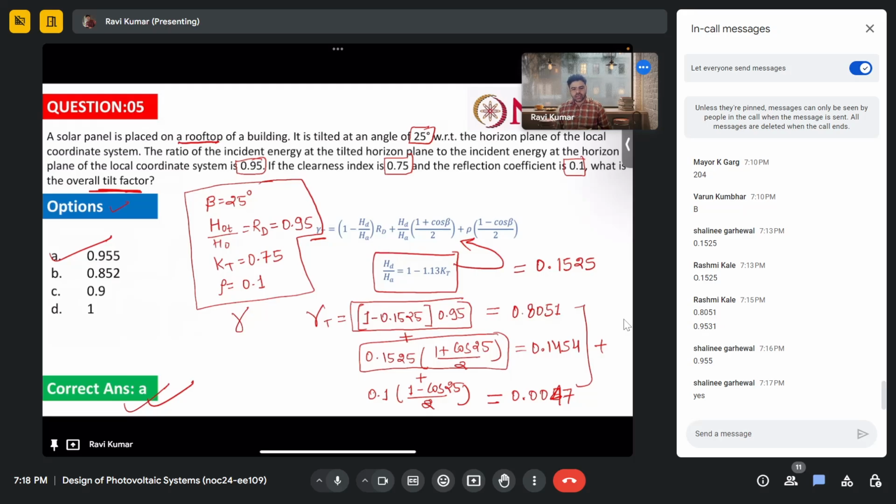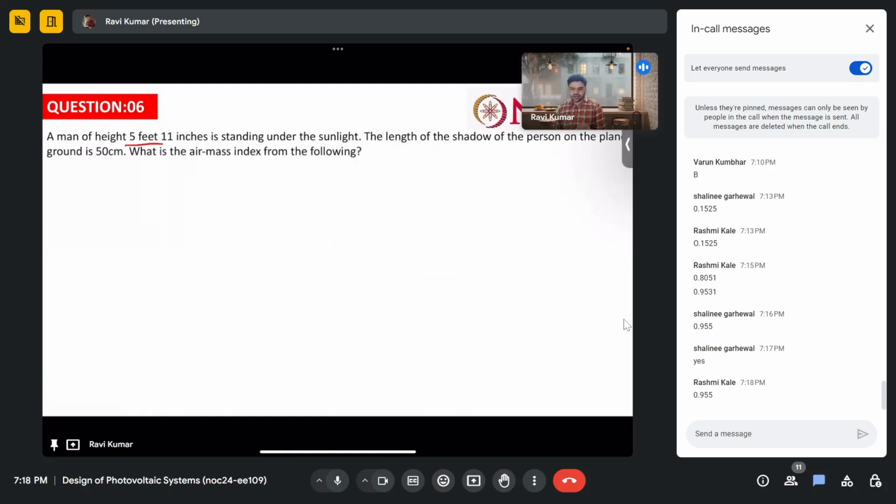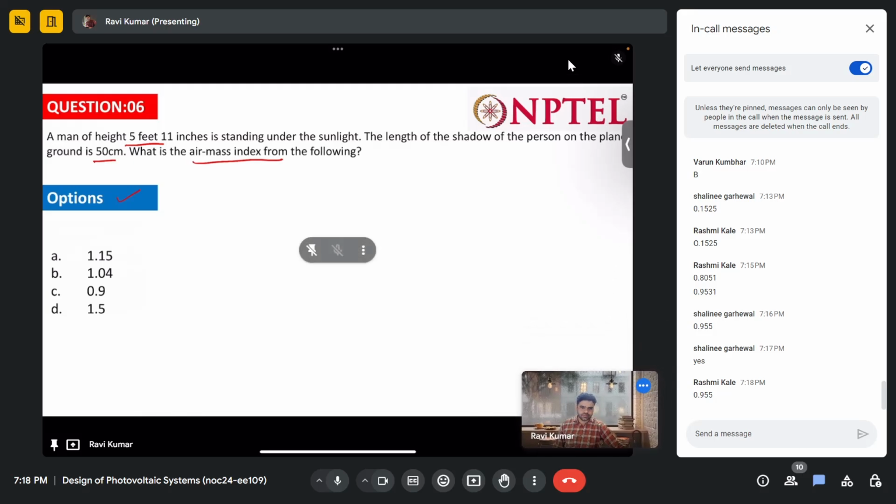Let's move to the next question, and in this question I won't give you a single hint. Yes, Rasmi, it is the right answer, 0.955. It says a man of 5 feet 11 inches is standing under the sunlight. The length of the shadow of the person on the ground is 50 centimeters. What is the air mass index from the following? And these are the options. Trust me, you don't need any hint for this question. It is the simplest question.